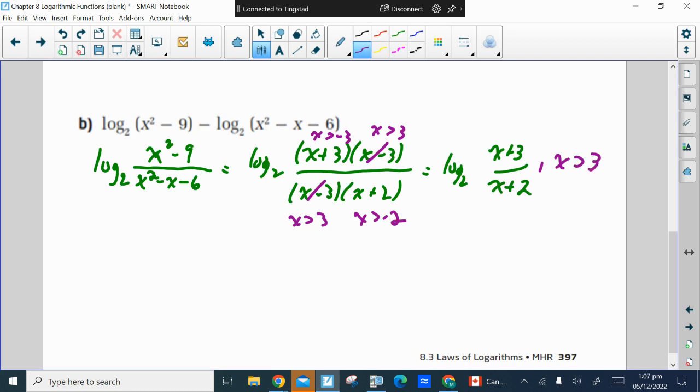All numbers greater than 3 are also greater than negative 2 and negative 3.